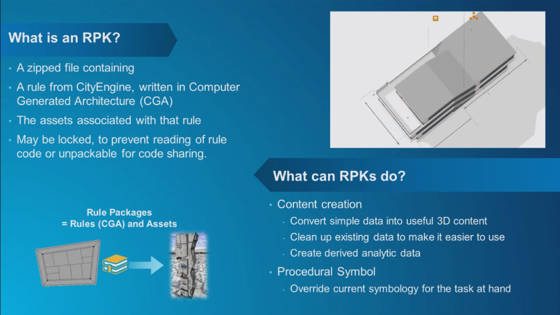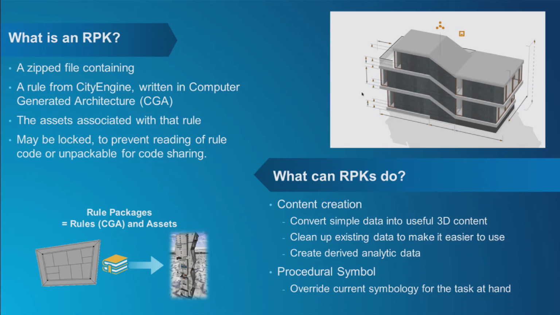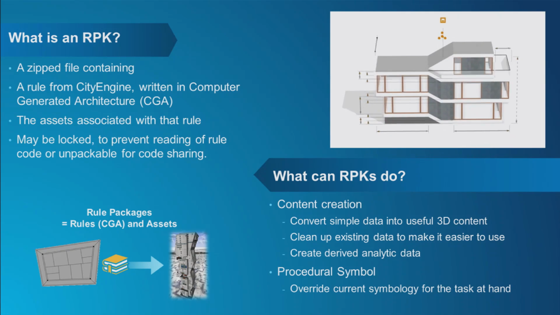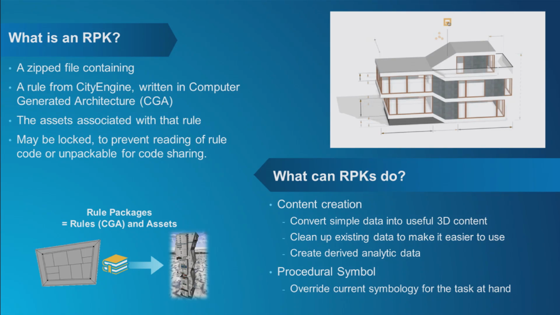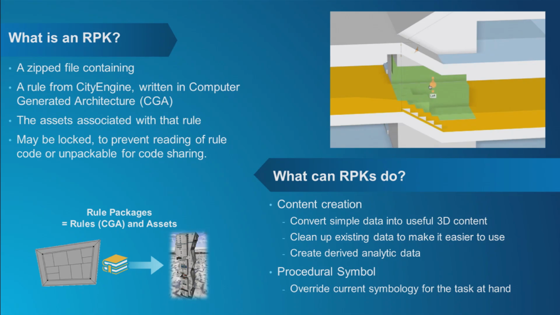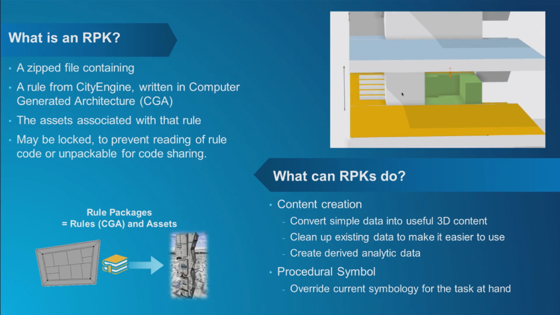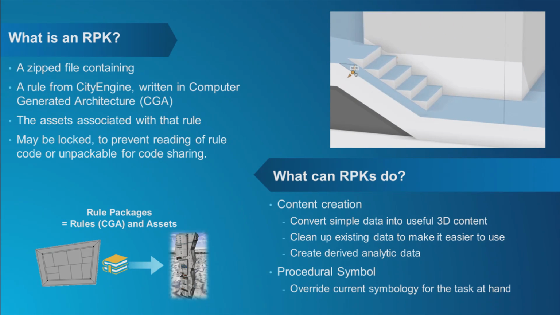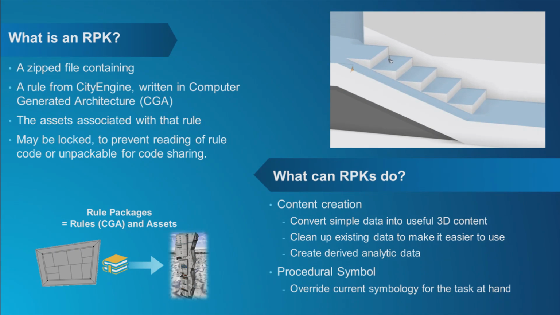And as I mentioned, it can be locked or unlocked. What can they do? They can be used as a content creation tool. In CityEngine, that's the primary use. You take some simple 2D data, a streetscape, a footprint, or a parcel, and you generate something out of it. But they also have a lot of functions that you can use for alternative purposes.